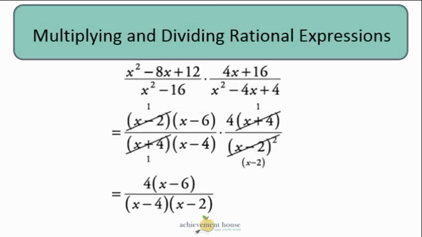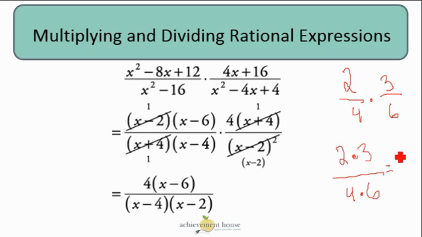So when we multiply rational expressions, it's just like multiplying fractions. If I have 2/4 times 3/6, I'm going to multiply across the numerator, so 2 times 3, and then multiply across the denominator, which is 4 times 6. And that would give me 6 out of 24, which would give me 1/4.